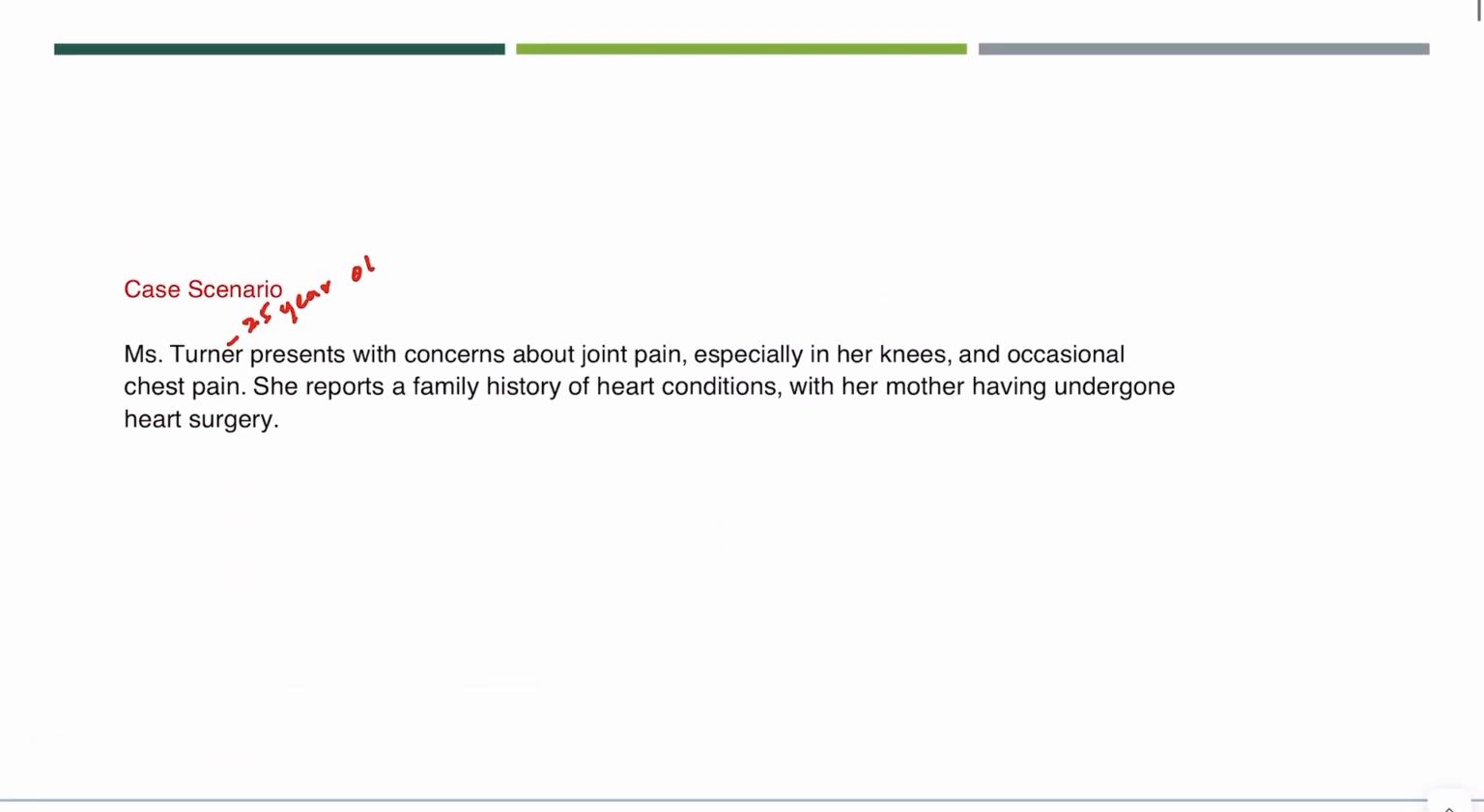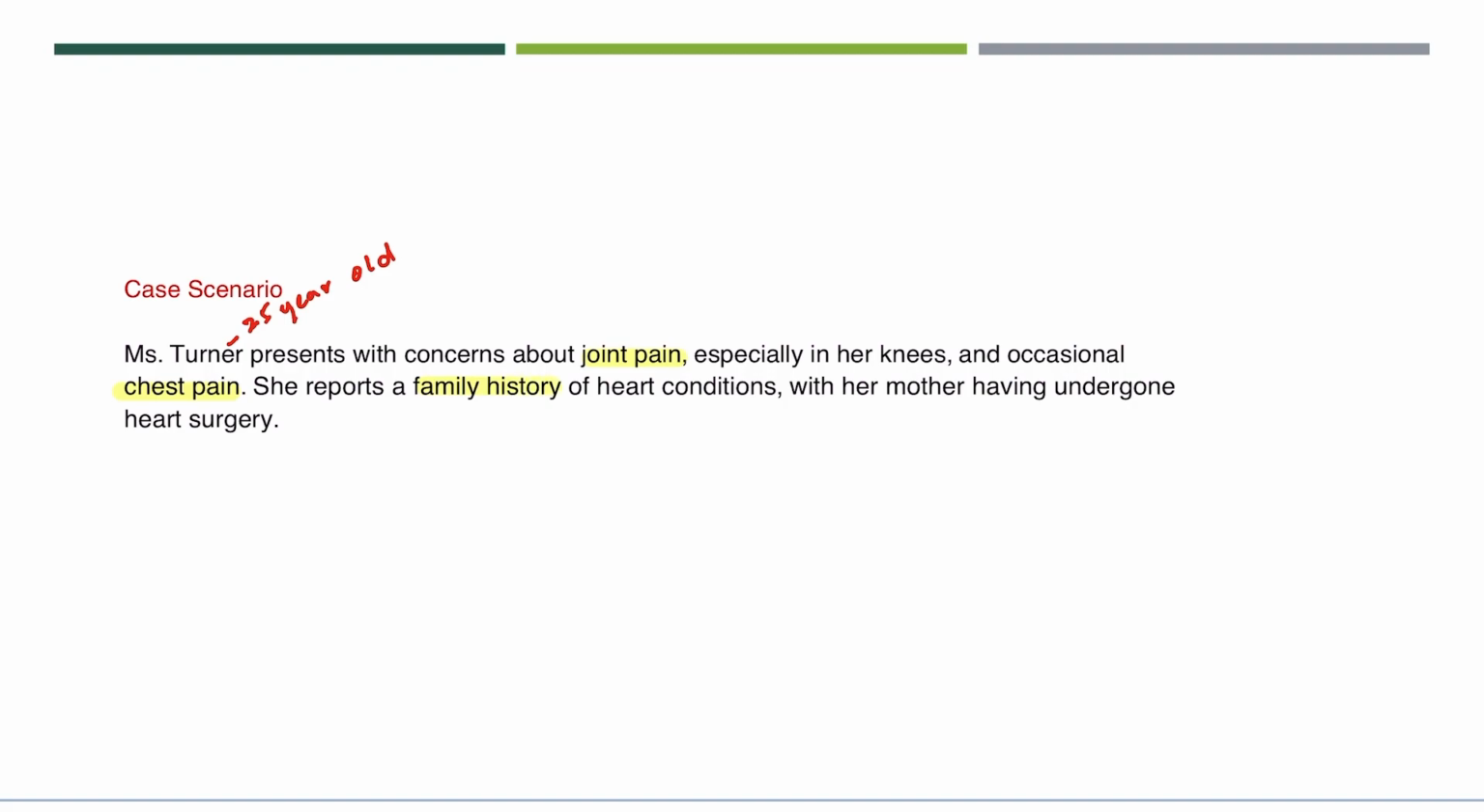So this is a case scenario which you will see when you are outside the consultation room. They'll give you a small scenario so you have some idea about the case. In this case, this is Miss Turner, and she's 25 years old, and she has presented with some joint pains, and there is some history of occasional chest pain, and there is some family history. So these are the buzzwords.